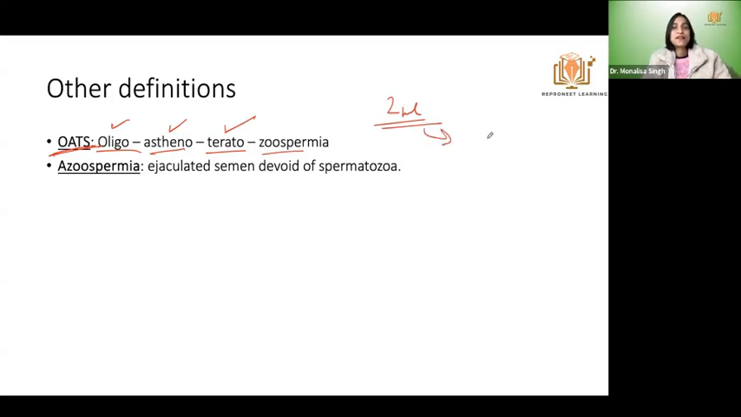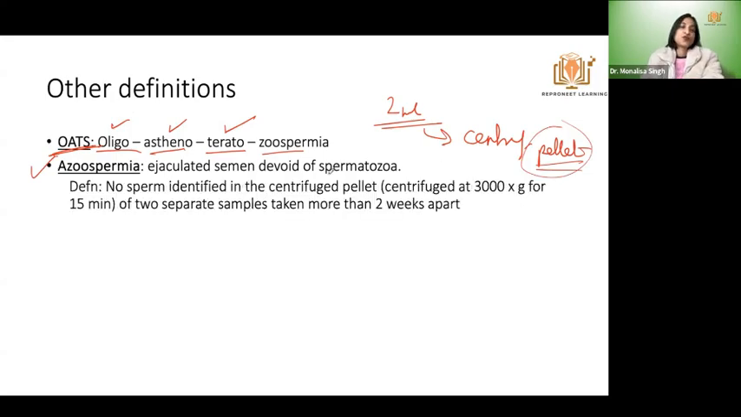So what I'll do is I'll centrifuge and I'll form a pellet. And I'll see that pellet under my microscope. So I've concentrated the cells. When I make a pellet, I've concentrated all the cells. So I'll check all the cells again. And among the cells, if I still don't find any spermatozoa, I call it azoospermia. If I find spermatozoa in that pellet which contains cells after centrifugation, then I call it cryptozoospermia.